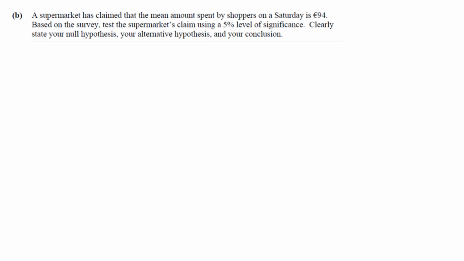So the supermarket has claimed that the mean amount spent by shoppers is 94. There's no mention of any kind of sample here, so that is mu equals 94. Based on a survey, test the supermarket's claim at the 5% level of significance, which is another way to say 95% level of confidence, and clearly state your null hypothesis, alternative hypothesis, and your conclusion. Students really struggle with this, but actually it's very, very simple. If you're doing a hypothesis test for the mean, the null hypothesis is always mu equals, and the alternative hypothesis is mu does not equal, and then we've covered everything.